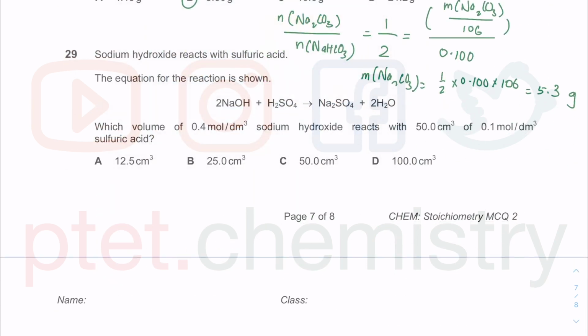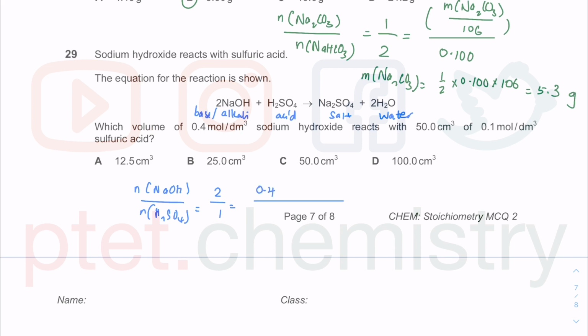So question 29, sodium hydroxide and acid. So this is alkaline, or you can call it a base. This is an acid. This reaction gives you salt and water. This is neutralization. So we're looking at the mole of sodium hydroxide over the mole of acid. From the balanced equation, 2 mole of NaOH reacts with 1 mole of H2SO4. On the top there is the mole of NaOH. So I have 0.4 mole per dm cube.